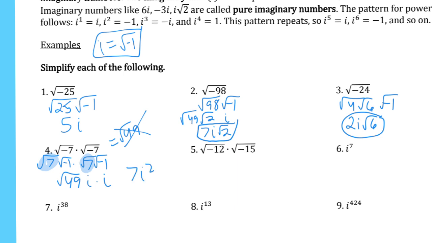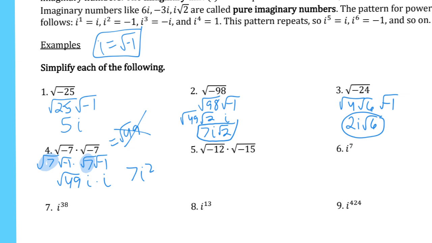Now let's talk about this. i is something that can and will be on your answers, but it's not appropriate to leave i to any power other than just i. So you may or may not have an i in your answer, but you're not allowed to leave i to any other power in your answer. Not okay. And so we've got to say, well, what do we do?